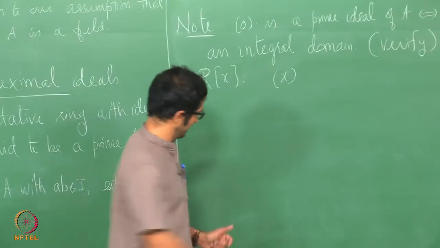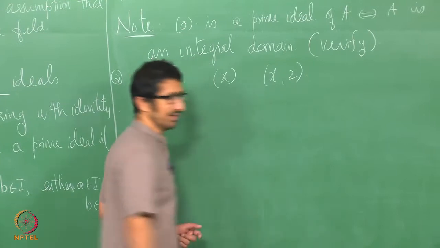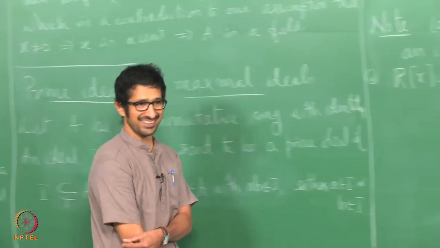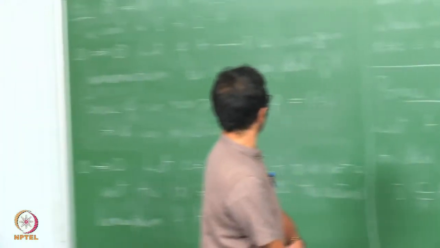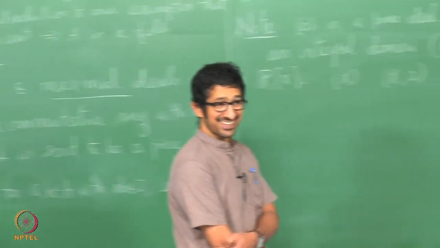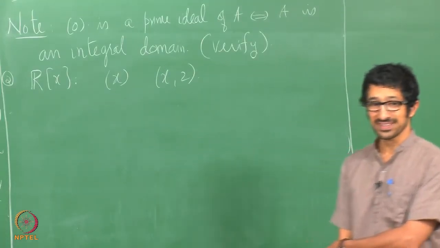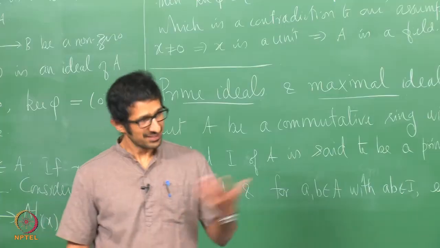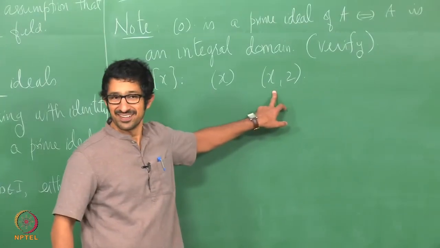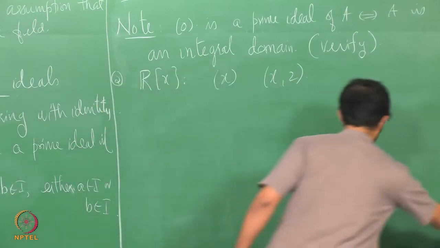More? (x, 2). Will this be a prime ideal in R[x]? Yes? No. 2 is a unit. What can you say about 2? 2 is a unit in R, therefore it's a unit in R[x]. Therefore, what will this be? The whole of R[x]. So this is not a prime ideal.